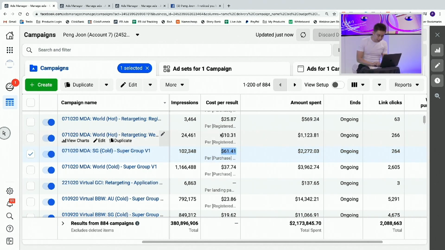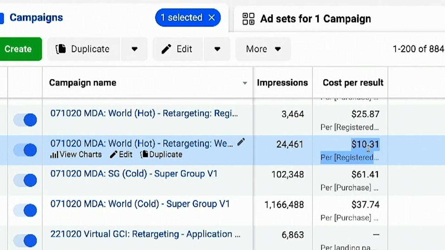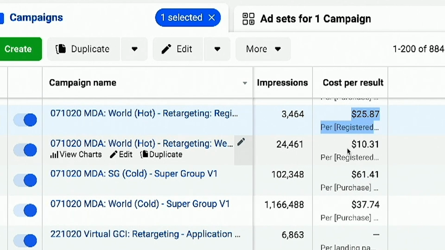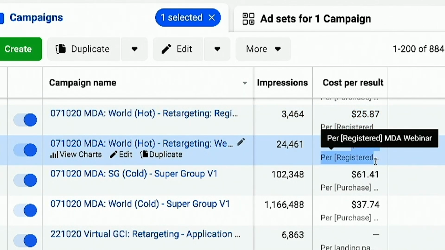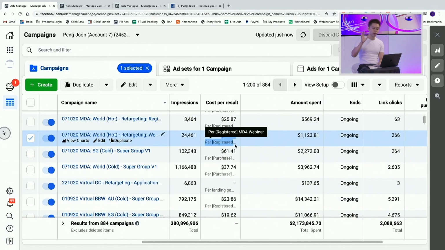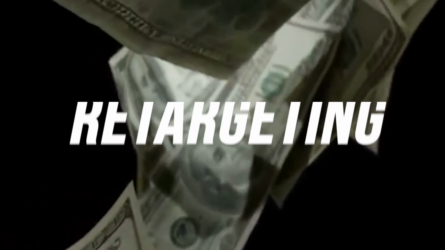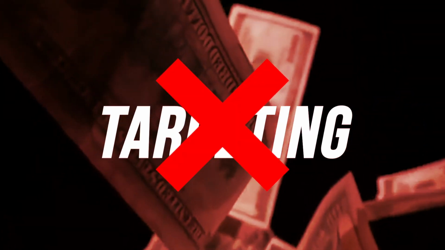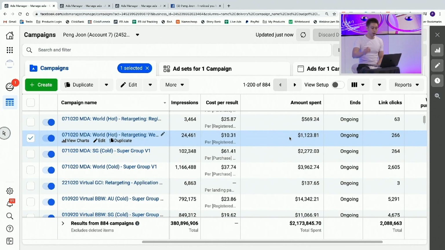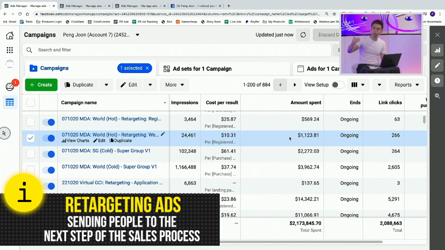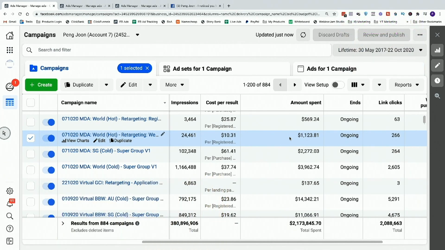However, if we were targeting an audience through our retargeting ads, you can see that it costs approximately sometimes 3 times less, or in this case here, 6 times less. So the first takeaway here is to always understand that the money is always made in retargeting, not targeting. So what is retargeting? Retargeting is basically sending people to the next step of the sales process. Let me just quickly explain to you how it actually works on a surface level.